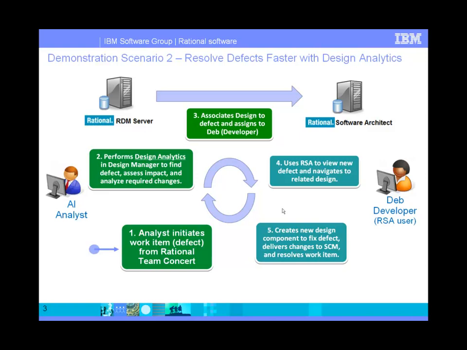In this demonstration scenario, we'll introduce Al and Deb. Al is our analyst who will initiate a work item from Rational Team Concert, perform the design analytics in Design Manager to find the defect, assess the impact, and then associate that design to the defect and assign that work item to Deb, the developer. Deb, a user of Rational Software Architect, uses RSA to view that new defect and navigates to the related design, and then creates a new design component to fix that defect and delivers her changes. Let's now take a look at that demonstration.